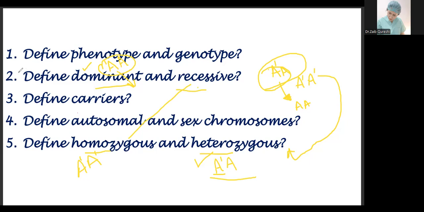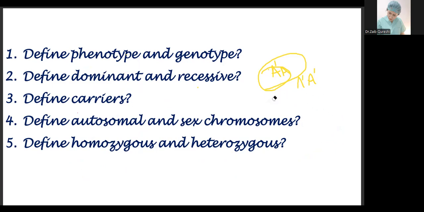So let's talk about question number 4 now. Question number 4. Define autosomal and sex chromosomes. You will define this. This is a very simple, very easy question.